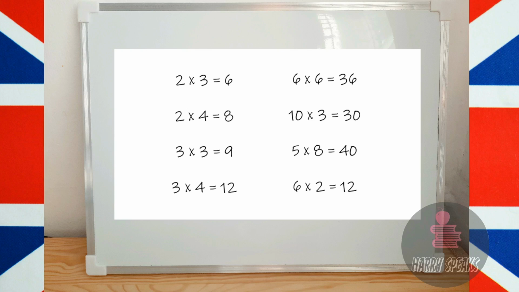6 multiplied by 6 equals 36. 10 multiplied by 3 equals 30. 5 multiplied by 8 equals 40. 6 multiplied by 2 equals 12.